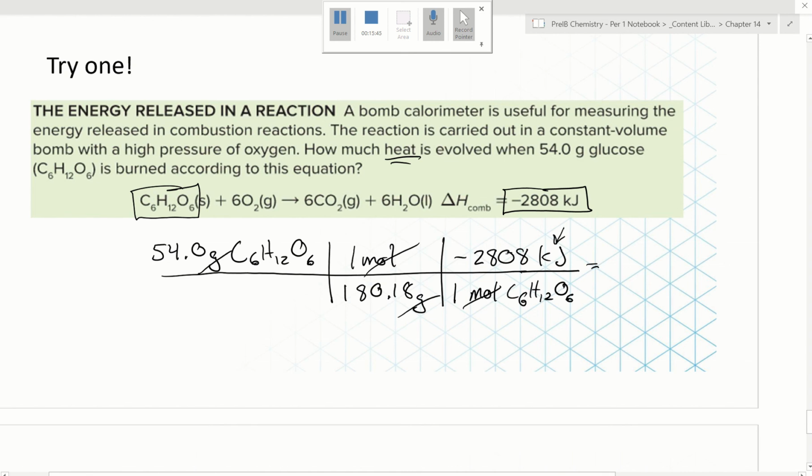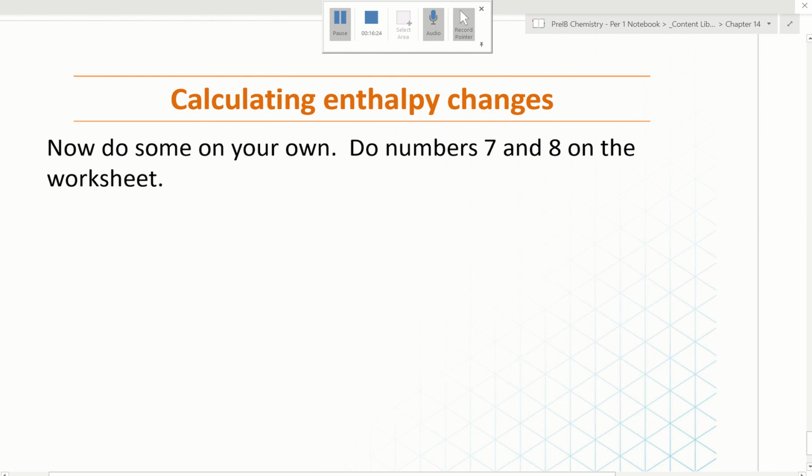Well, 54 divided by 180.18 times negative 2,808 equals negative 841.6 kilojoules. So all we're doing is we're using the delta H of combustion. We're using that value as a conversion factor. And everything else is done the same way we would do stoichiometry. If we were trying to figure out how much of a product were being produced, well, we figured out how much of the product heat was produced. All right, so now do numbers 7 and 8 on your own.